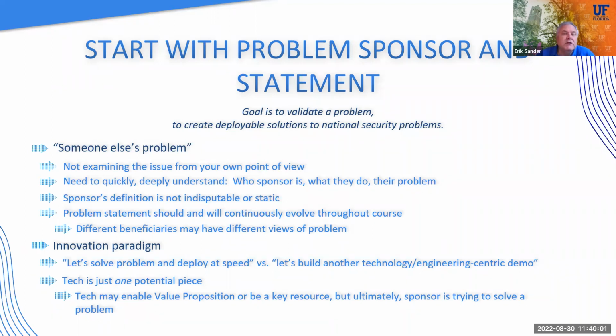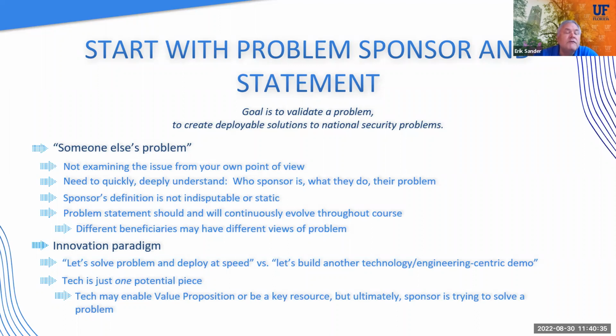So I can tell you from my involvement in the program to date, what I find is that in the majority of cases, the sponsor's problem definition changes, and sometimes significantly, throughout the semester, because they're taking a very complex problem, maybe boiling it down, and you're going to get many more inputs from other beneficiaries as to how they see the problem as stated. And so it's going to continuously evolve through the course. Different beneficiaries are going to have different views of the problem.